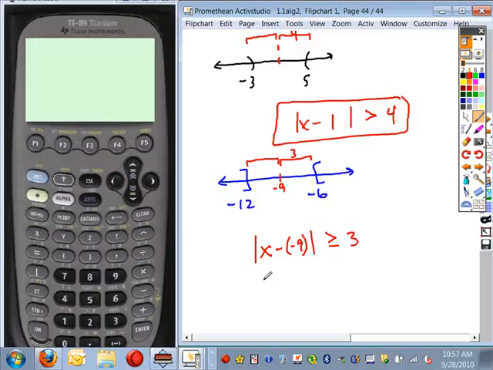And so if we clean this up a little bit, don't ever put double signs. If you subtract a negative, just change it to a positive. And so here is your absolute value inequality to represent that particular interval.